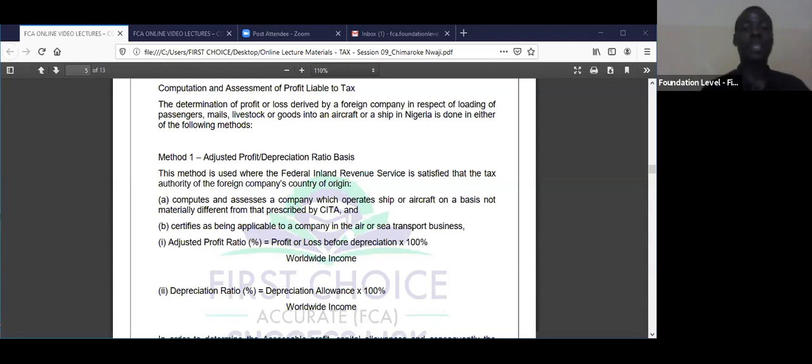So you must have added back your depreciation. So you have your global adjusted profit divided by your global income multiplied by 100. You have your adjusted profit ratio. You do the same thing for depreciation. The depreciation ratio will be your depreciation worldwide divided by your global income times 100%. That will give you your depreciation ratio.